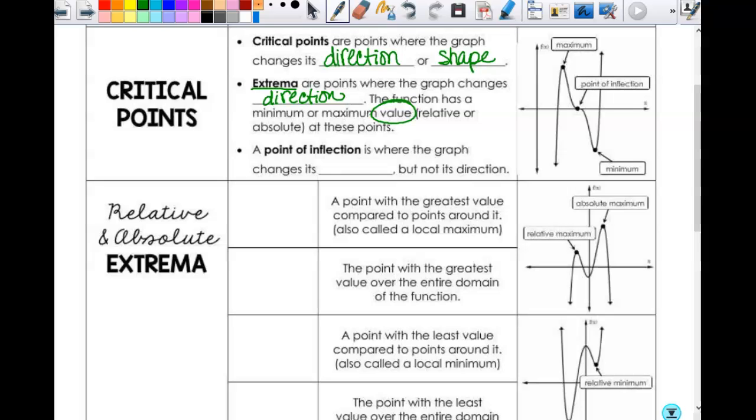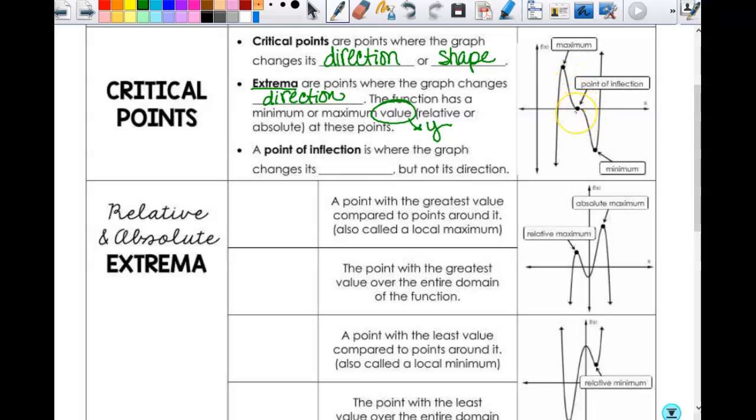the function value, it's a y value. Okay? So then we have a point of inflection. You've heard the word in different contexts, not math related. Like if you have a voice inflection, it means your voice changes or shifts a little bit.